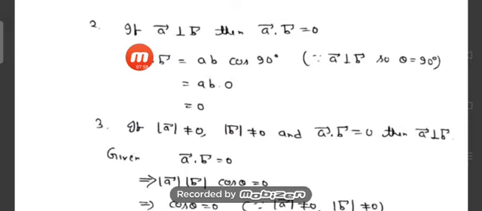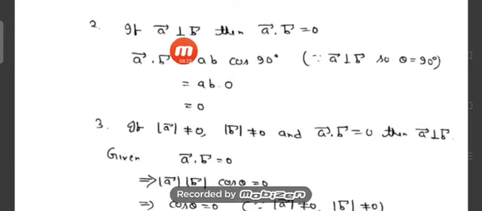So the second property is, if a bar is perpendicular to b bar, then a bar dot b bar is equal to 0. So if two vectors are perpendicular, then their dot product will be equal to 0. And this we are going to prove now. A bar dot b bar, we have to prove it is 0. A bar dot b bar, by definition, what is its value? ab, cos of the angle between them.